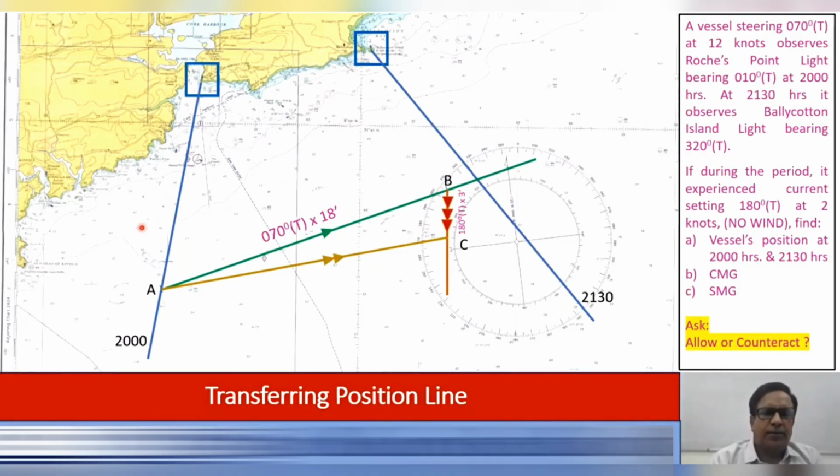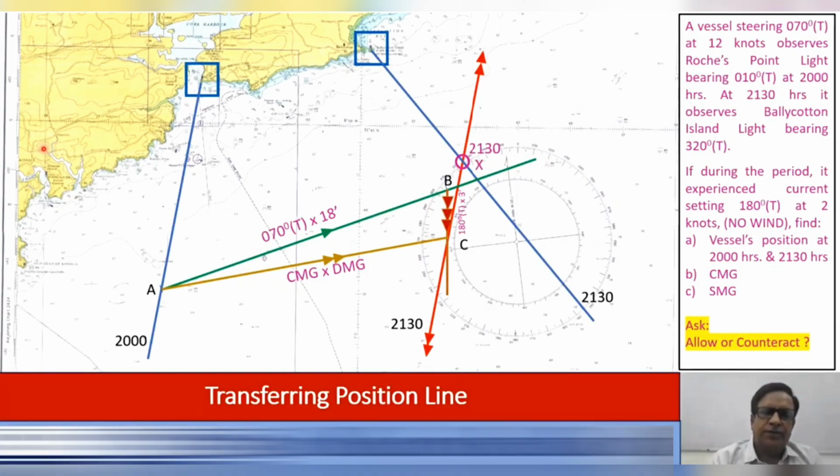So if the vessel was at point A at 2000 hours, then because of her own propulsion and the current, in 1.5 hours, that is 2130, the vessel would have reached point C. That means point A stands transferred to point C. So this time the PL shall be transferred through point C. So we transfer the PL through point C, indicated by 2 arrows at each end, time indicated against it, and where it cuts the 2130 PL, that becomes point X, the 2130 fix.